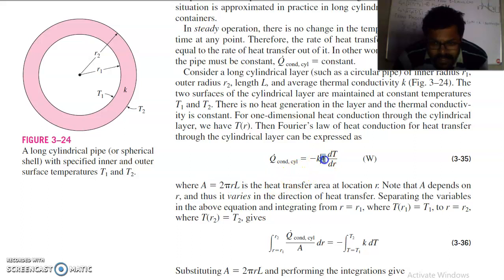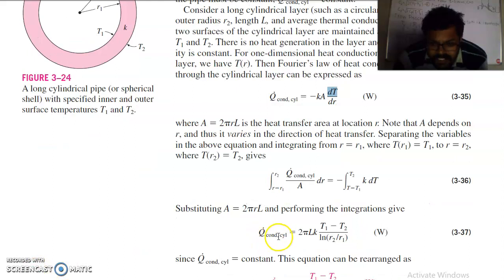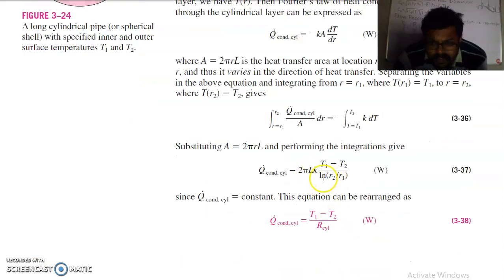Replace the area with 2 pi rL, where dT varies from T1 to T2 and dr varies from R1 to R2. Take the limits, and after integration you will get this equation. Now here this term is the resistance of the cylinder, which is R cylinder in this case.